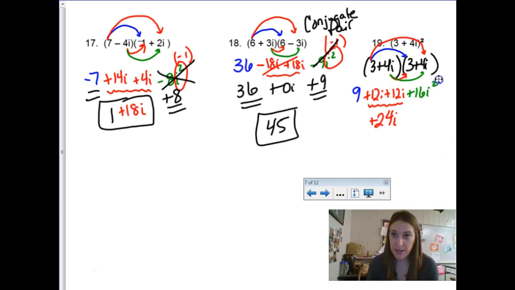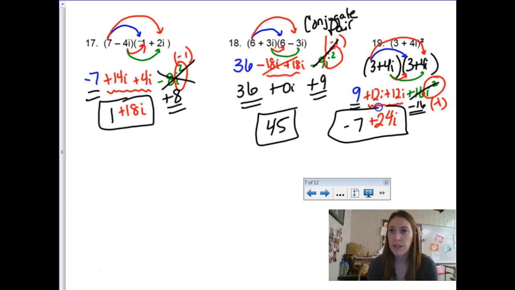And then I'm going to remember that i squared is really a negative 1. So this entire term right here is 16 times negative 1. This is just a negative 16. So when I go to add my real parts together, 9 plus negative 16, or 9 minus 16, is negative 7. Lovely.